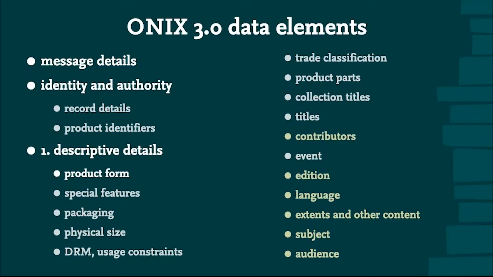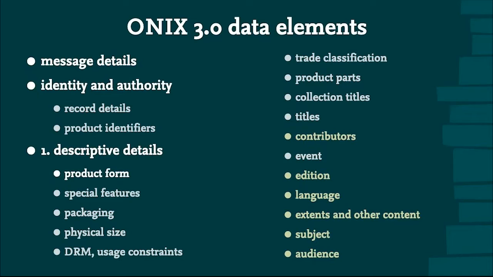Extents, from an ONIX point of view, is the part of ONIX where you would send information about page count and things like that. In the context of diversity, it's also where you can send information about illustrations, and illustrations are very important in children's books, and also when it comes to questions of diversity. Subject: your BISAC codes, Thema codes, your keywords, etc. I'm going to be looking at that.